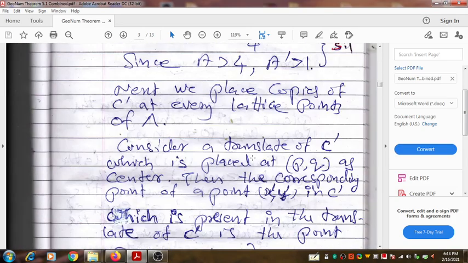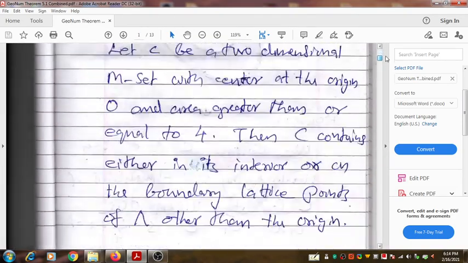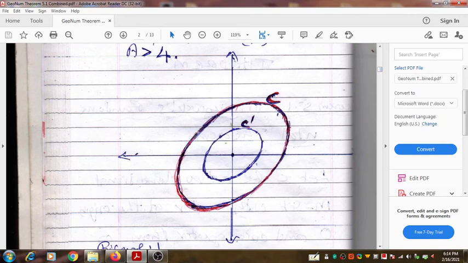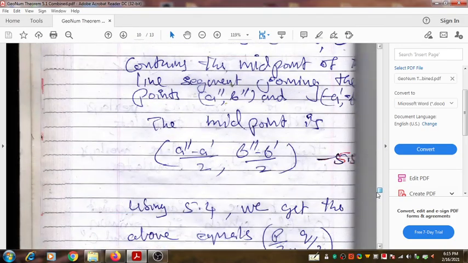Next we are going to consider the second case. In the second case, we assume that the area of the M set C is exactly 4. In the first case it was assumed greater than 4. In the second case, we assume that the area of the M set is equal to 4, exactly equal to 4.